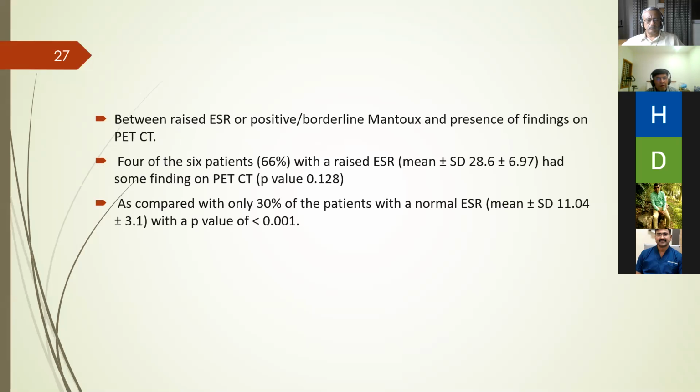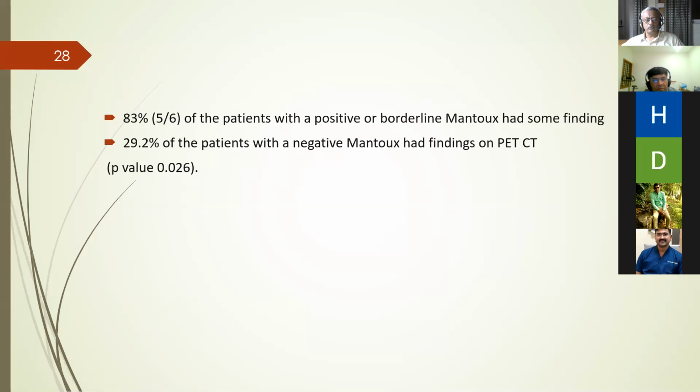And there is a correlation between the raised ESR and the borderline or positive contacts in the CT. Out of 6 patients, 4% had raised ESR, with a p-value of 0.28, as compared with only 30% of the patients with normal ESR, with a p-value of less than 0.001. 83% of the patients with positive or borderline contacts had some PET-CT findings, and 29.2% with negative contacts had some PET-CT findings. The p-value is 0.026.